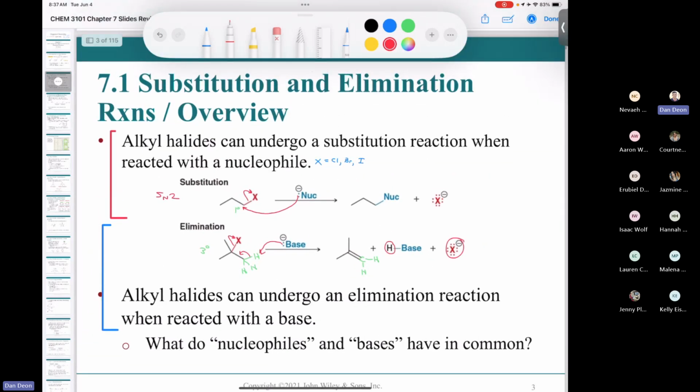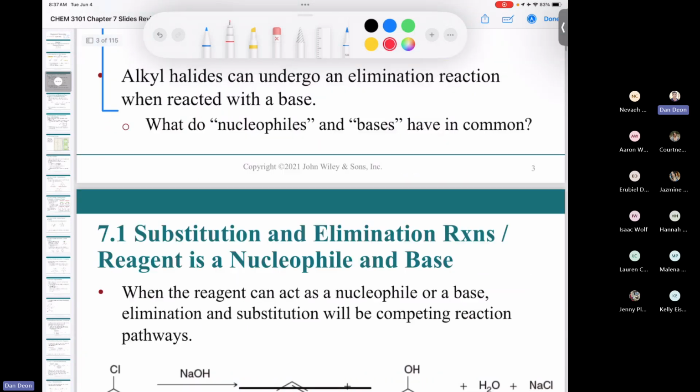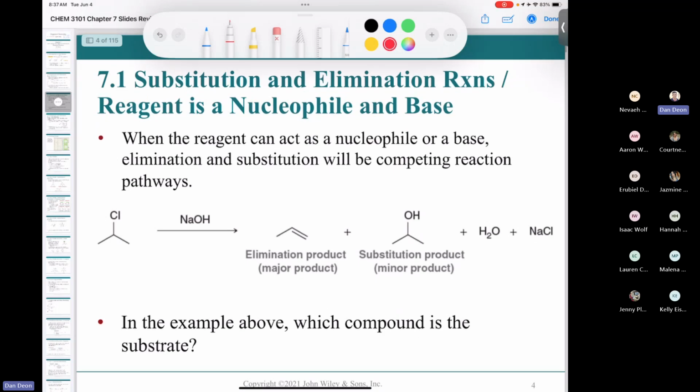So what do nucleophiles and bases have in common? Well, oftentimes they're both negatively charged, right? And anyhow, we're going to differentiate between nucleophiles and bases as we move throughout the chapter. But it says here, sometimes a reagent can act as a nucleophile or a base. And so we're going to get a mixture of elimination and substitution. They're actually going to compete. The two mechanisms will compete.